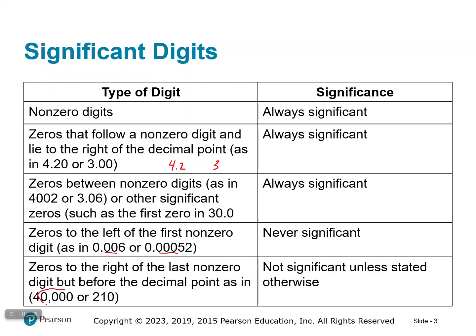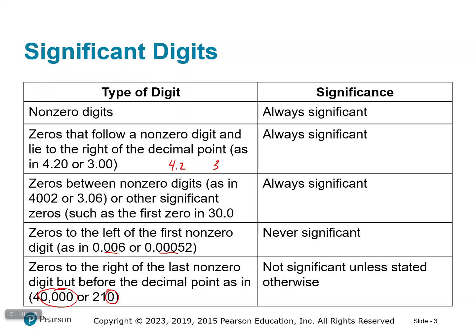Here, we have no idea if these zeros are significant or not because they don't tell us. This could be either 2 or 3 significant digits. This could be 1, 2, 3, 4, or all 5 as significant digits. It depends on the problem, and they have to tell you in order for you to know.